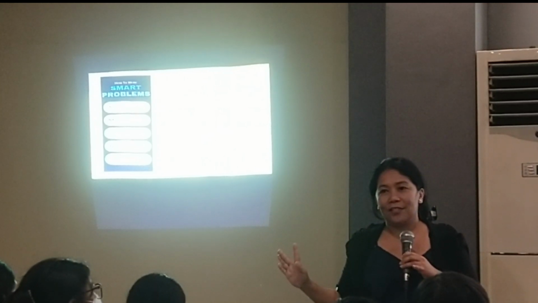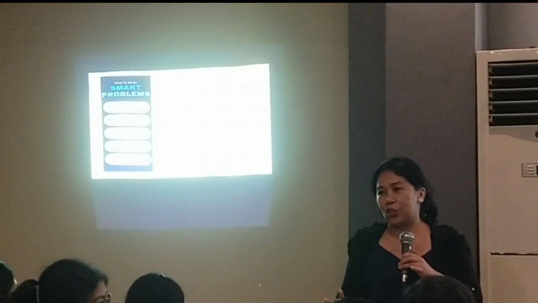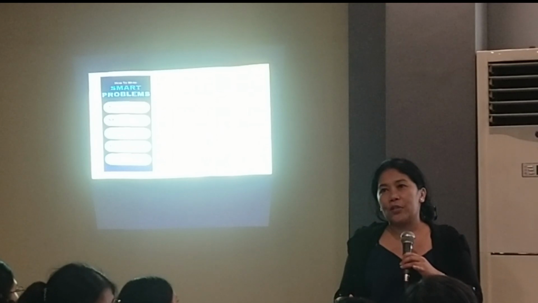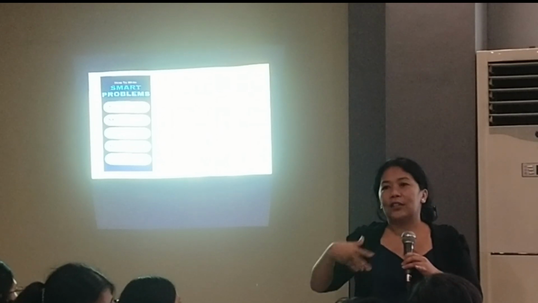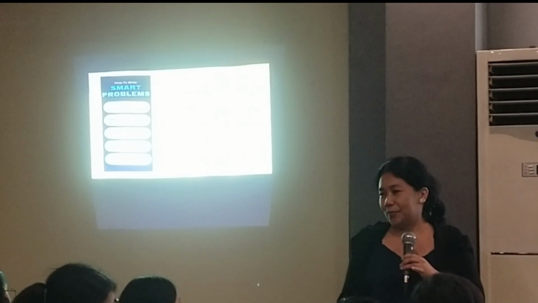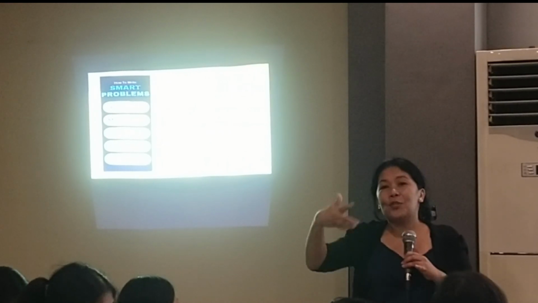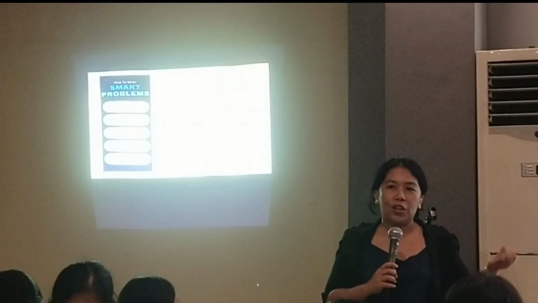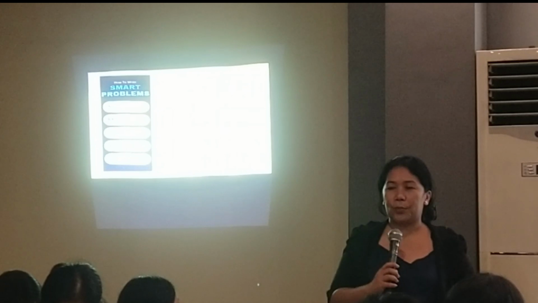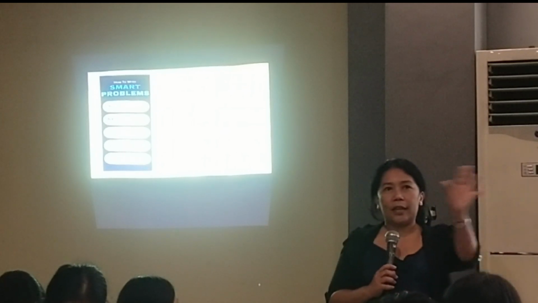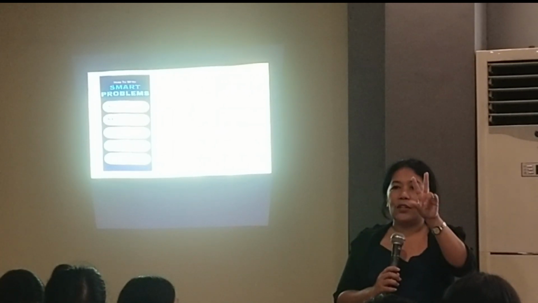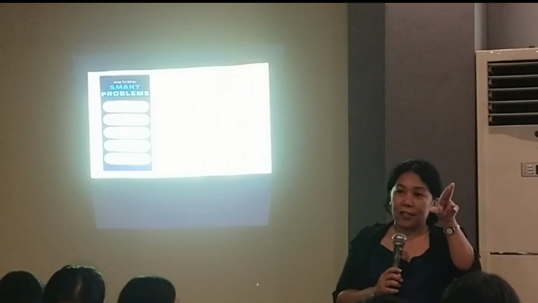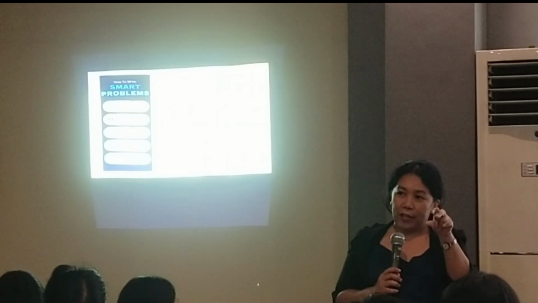So again, before I go into this one, the SMART problem, let me tell you about the golden thread. The golden thread in research is composed of three things: aims, objectives, problems. So the research aim, the research objective, and the research problem. Sometimes the objective and the problem are married, so they become just one.